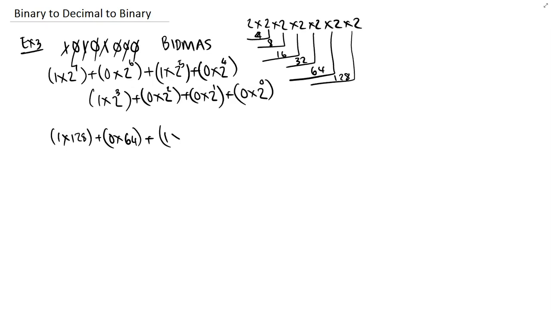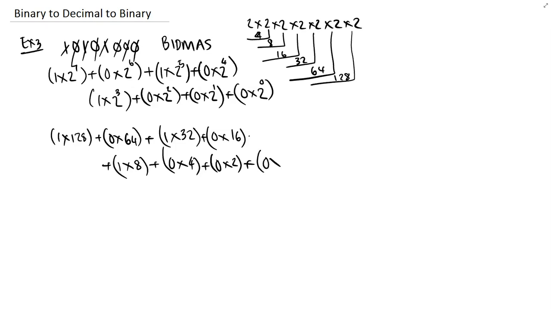We are now at here, and then 2 to the power of 5, that's 32. Then plus another bracket, we have 0 and 2 to the power of 4, which is 16. And then plus 1 times 2 to the power of 3 is 8. And then plus 1 times 0 here, times 2 to the power of 2, that means 4. And then 0 there, we write it down, 2 to the power of 1 is 2, and the last one is 0 times 2 to the power of 0, it's 1. So any number to the power of 0 is again 1. So 1 times 128, that gives you 128.